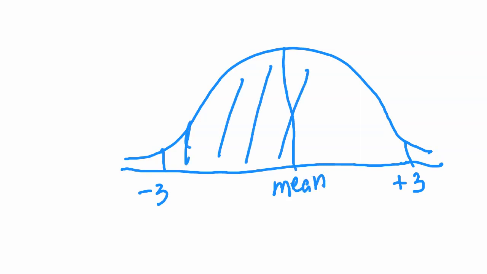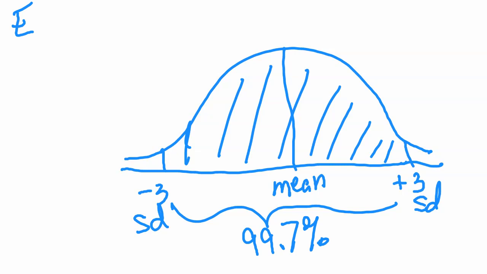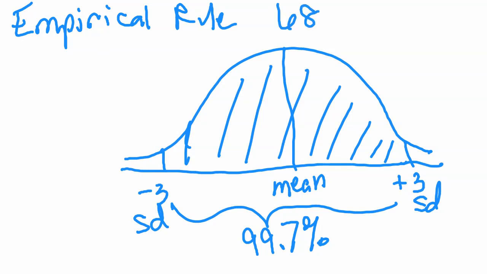So if we do all this from the empirical rule, between here and here, standard deviations, that would be 99.7%. So the empirical rule, just for a quick reference, anytime you want to look it up or anything, just remember it's 68, 95, 99.7 is how they usually write it.